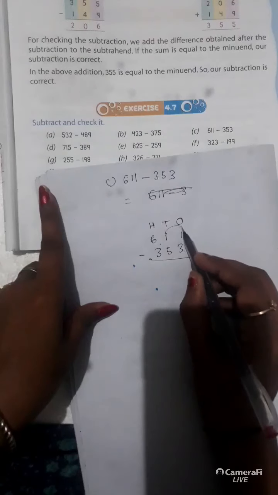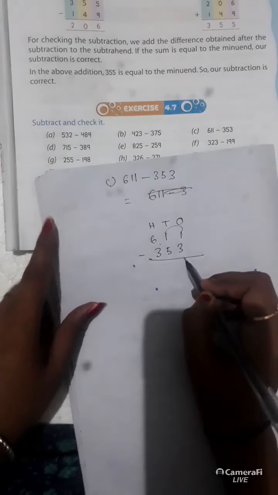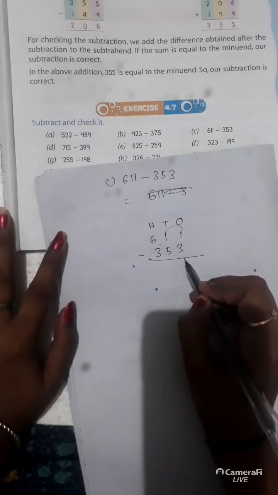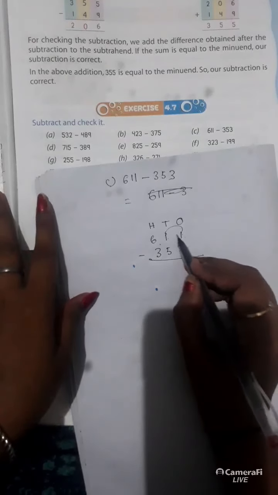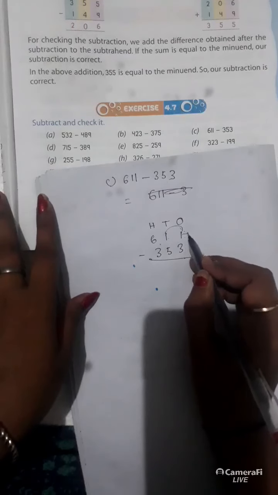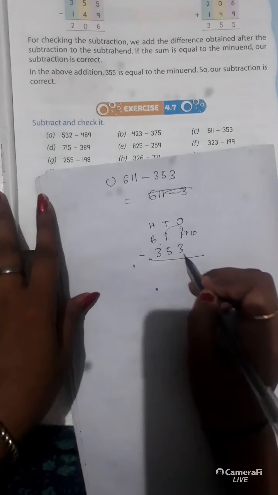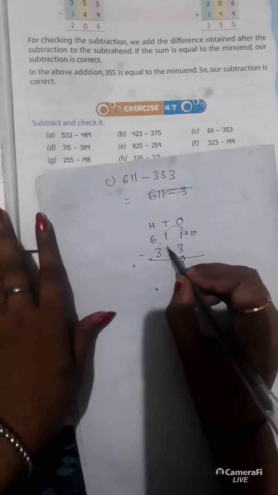Here also I need to borrow 1 ten, which means 10 here. So 10 minus 3. Okay, here I have borrowed 1 ten, that means 10, and plus 1 means 11. 11 minus 3 is what? Yes, it's very good. It's 8.